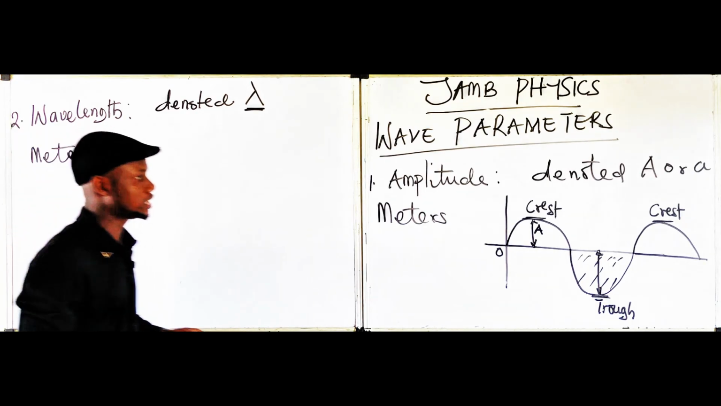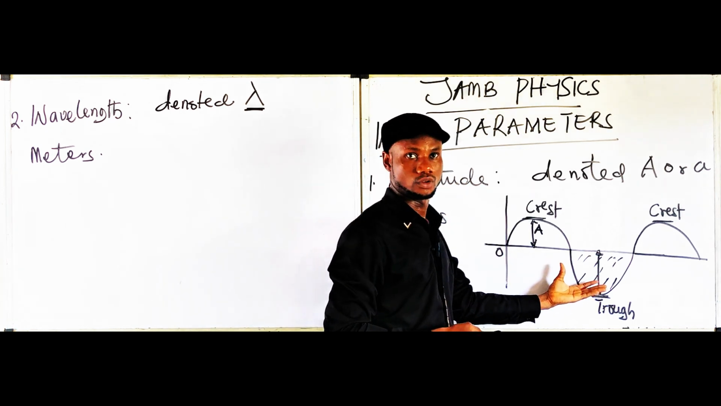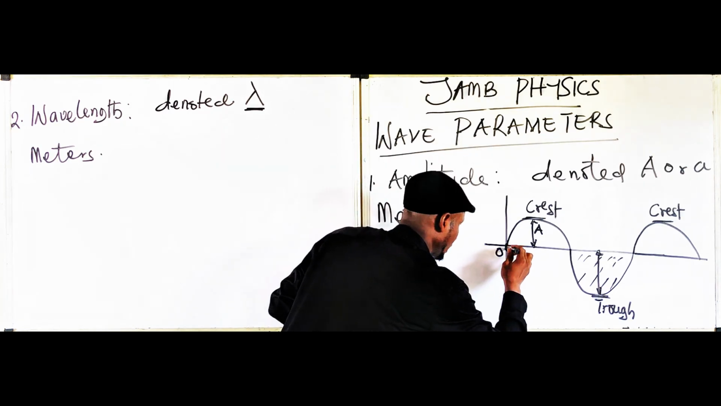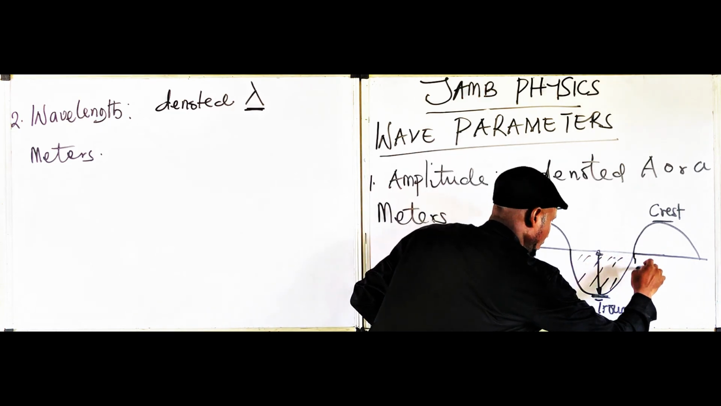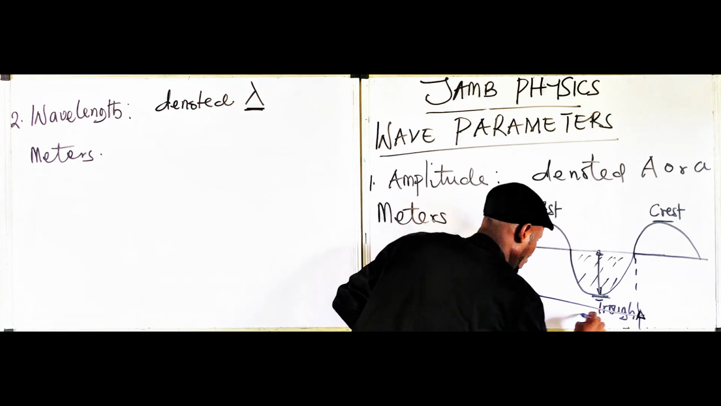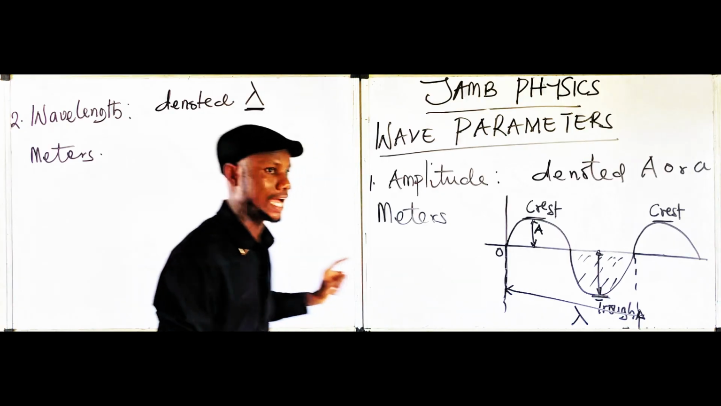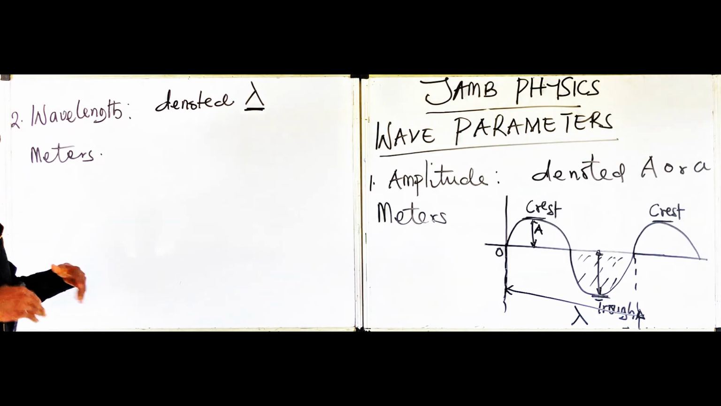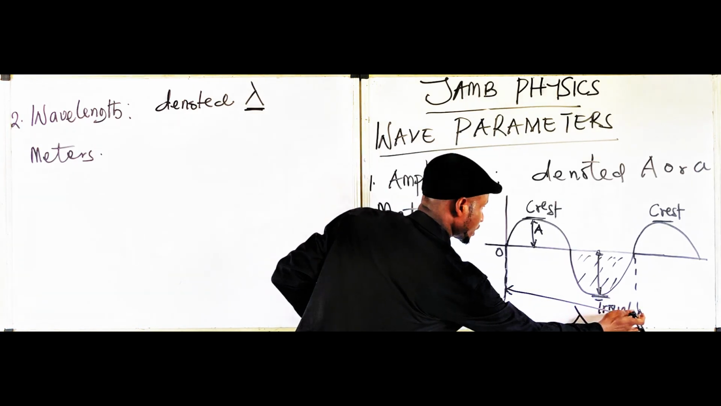It is measured in meters. Now from this sketch here, we can also define wavelength. From this point of origin here, to this point here, from here to here is also wavelength. Please take note. So what does it mean here? From the sketch here, we can define wavelength as the distance covered by wave in one circle.